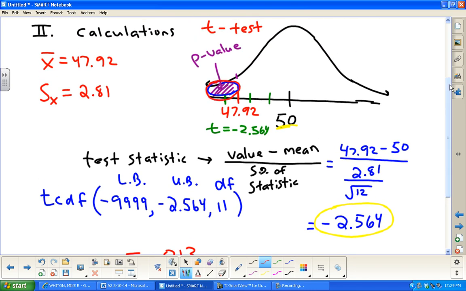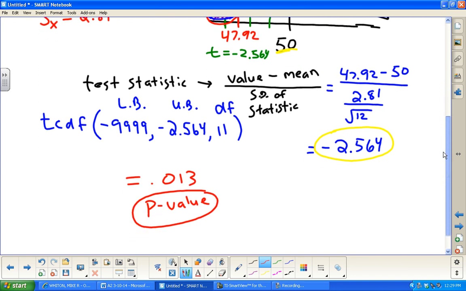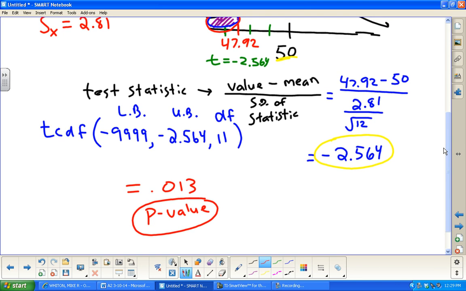Okay, if we ever need to interpret that, it's how likely is it to get the sample you got or further away from the mean, or more extreme. Okay, it's about a 1.3% chance of that happening if the mean is 50 like they said it was.